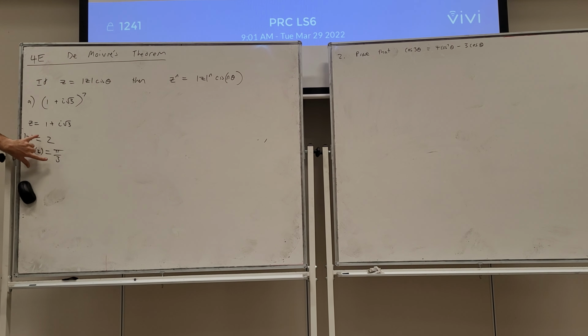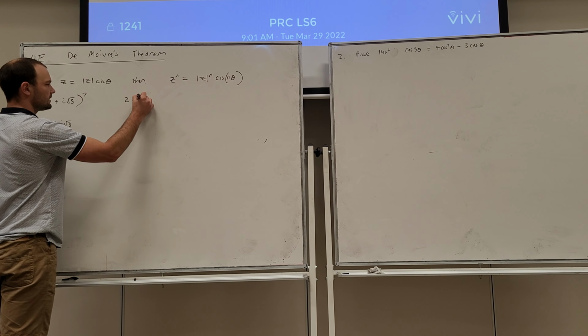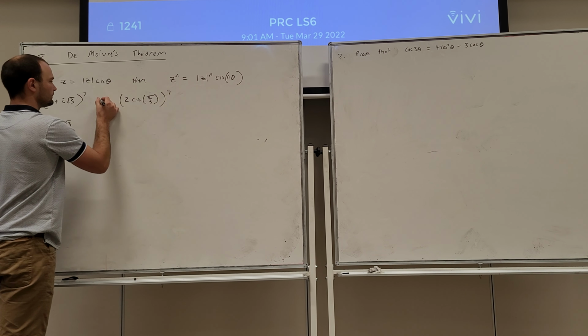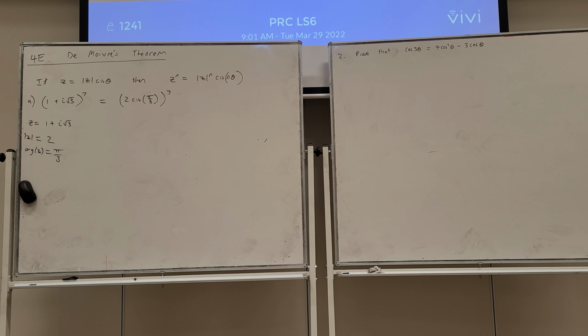So we've got this complex number in polar form: 2 cis of pi on 3, to the power of 7. So there are 2 ways of representing it, in Cartesian form and in polar form. All we have done so far is express it in polar form. Now let's apply De Moivre's theorem.